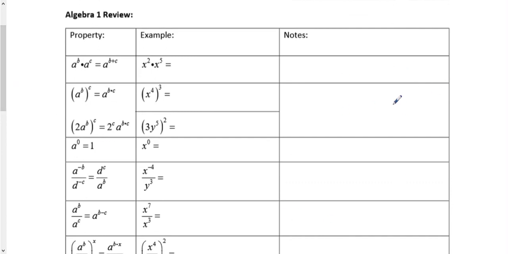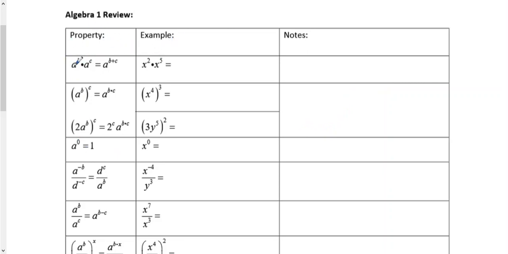I'm going to leave this third column over here for notes for you to take any reminders that you want to jot down and just have to reference through this unit. Just make sure to pause the video so you don't get lost with the rest of it. I'm going to focus mainly on the property and the example.